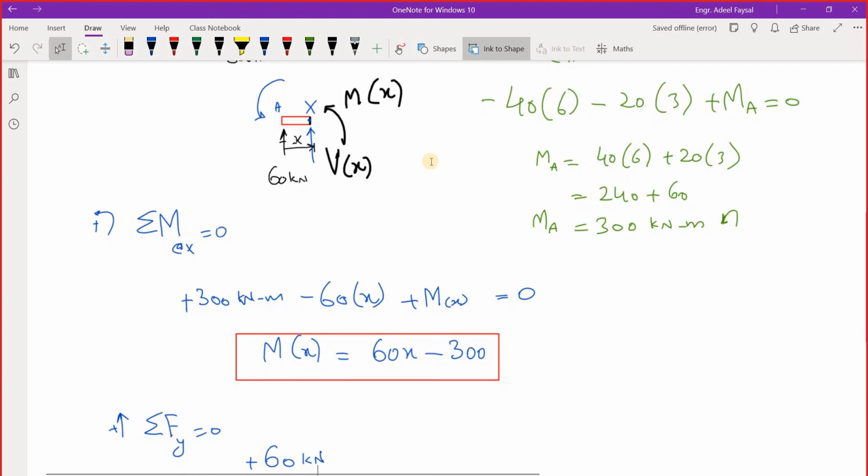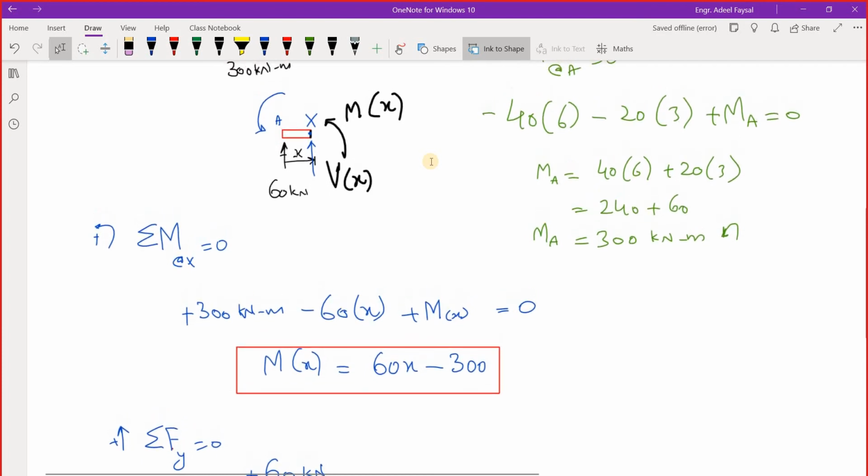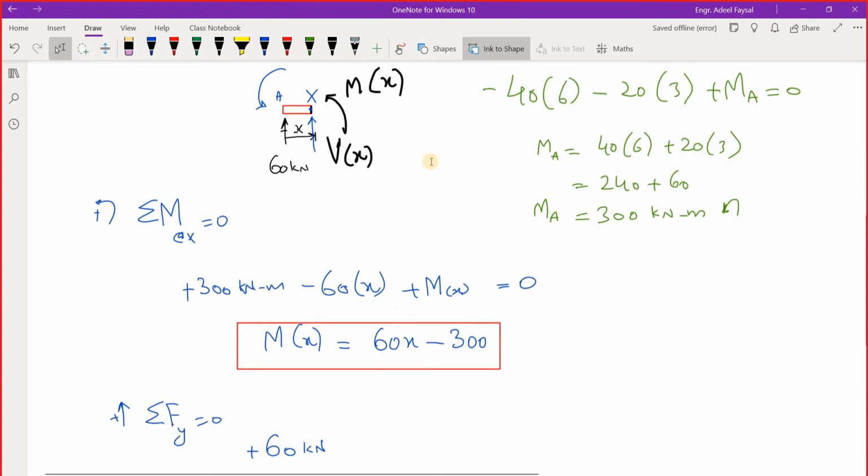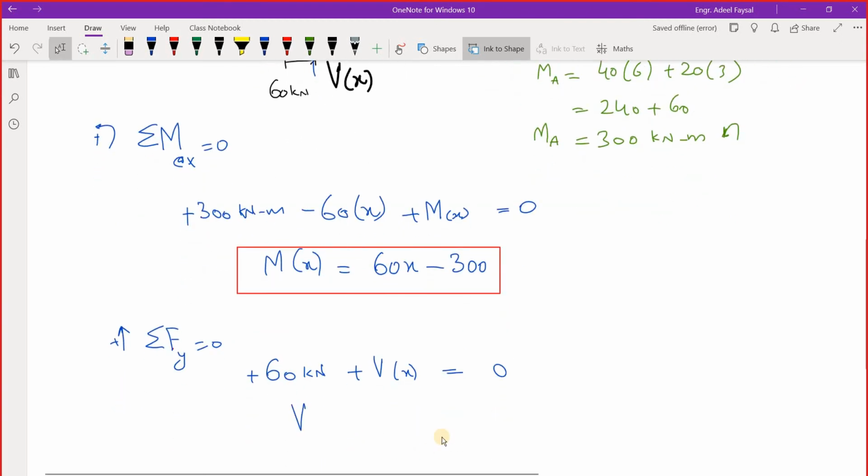What next? It's a Vx, sir, plus Vx. V as a function of x equal to 0. So you can solve this for Vx and say that Vx is equal to minus 60 kilonewton.